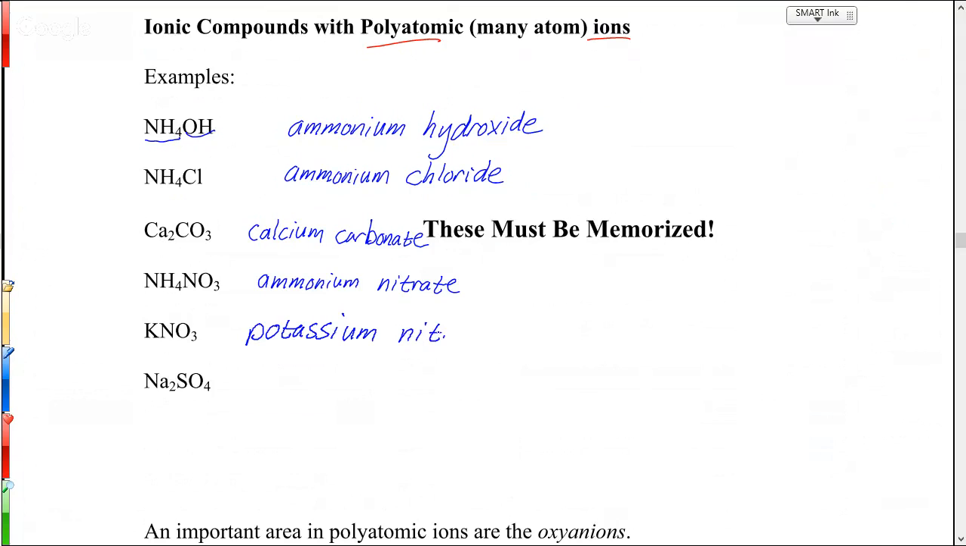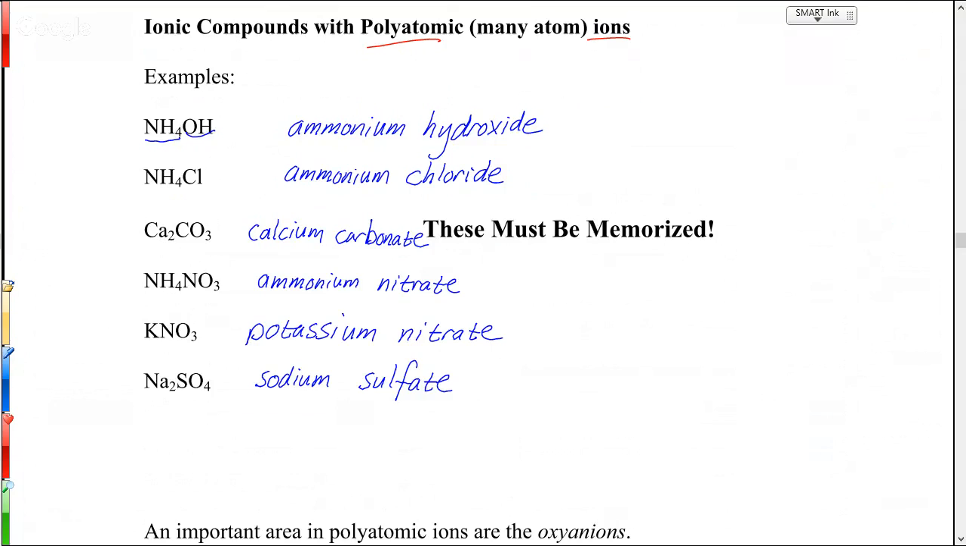Notice that our naming rules aren't changing. The only thing that's changing is we're using the name of the polyatomic ion instead of something with an "ide" or whatever. But the cation first, then the anion, that stuff doesn't change. And then finally, this last one is going to be sodium sulfate. So those are all those type 1s. They just have polyatomic ions in there with them.